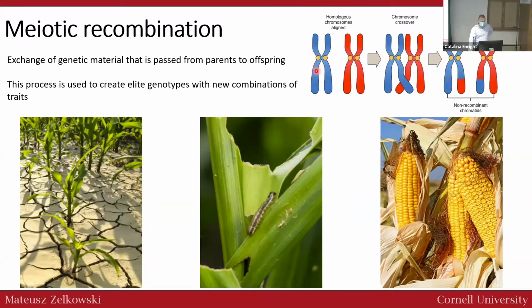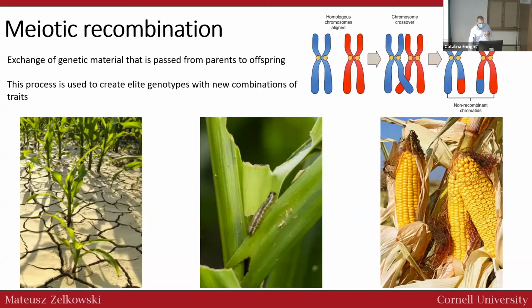We have two homologous chromosomes marked in blue and red. Then in the crossover process, in meiotic recombination, they are passed to each other, and later they are transferred into the offspring. And we can use this feature later to create elite germplasms with new combinations of traits. We can have the gene part responsible for drought resistance, insect resistance, or increased yield.